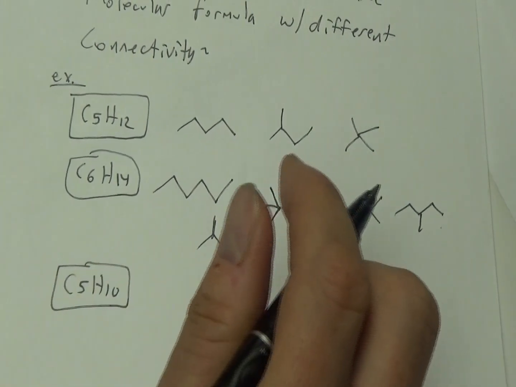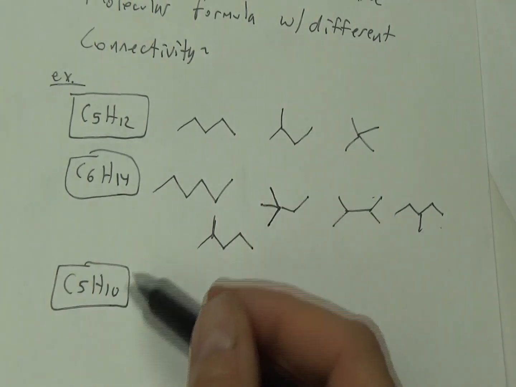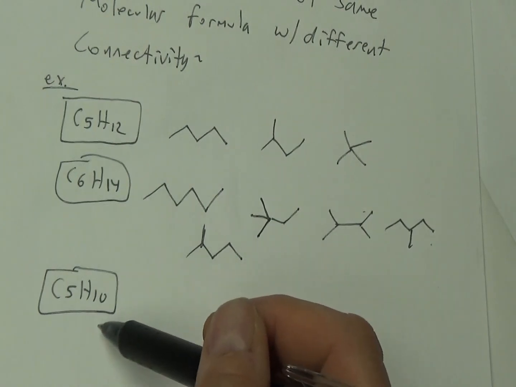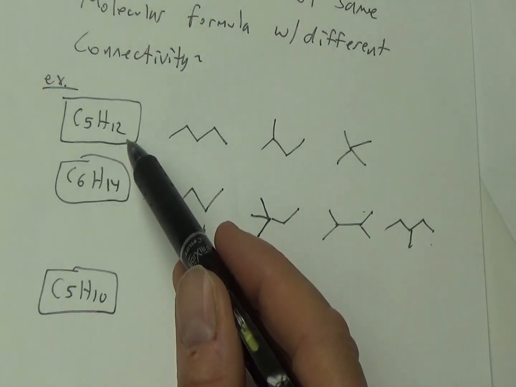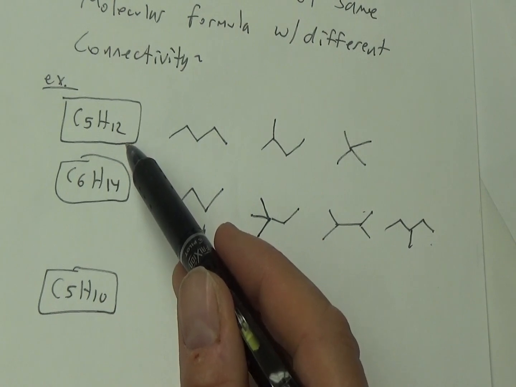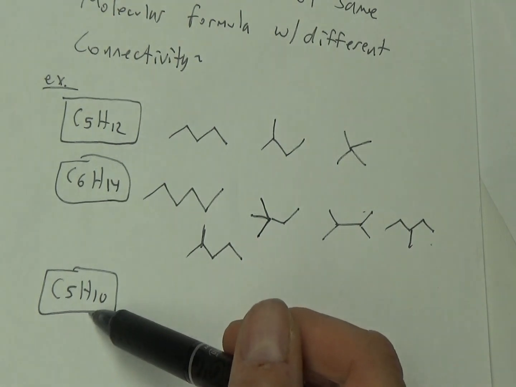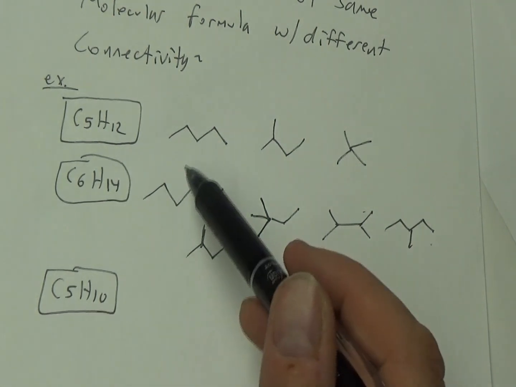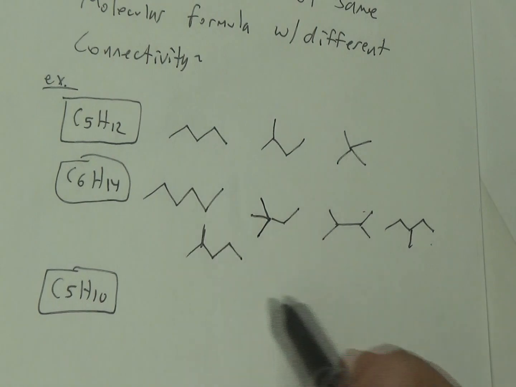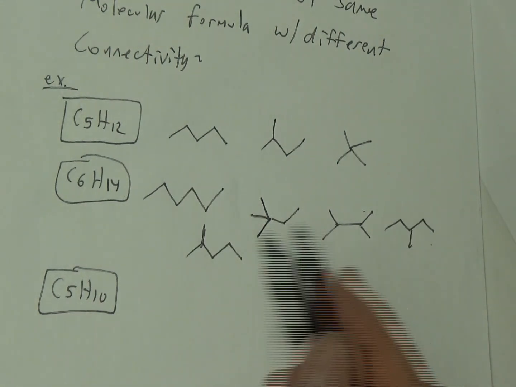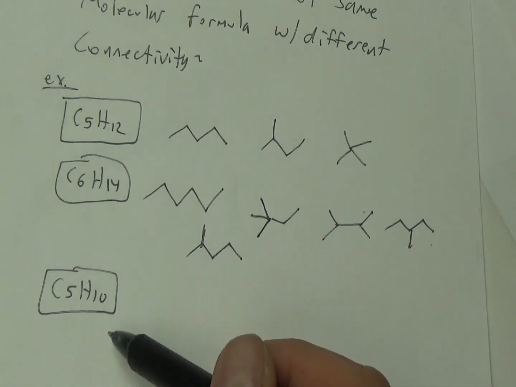What happens if we do something like C5H10? Remember, for acyclic alkanes it's CxH2x+2. What if you have CxH2x? These are not simple alkanes, and this would be a typical formula of a cycloalkane.